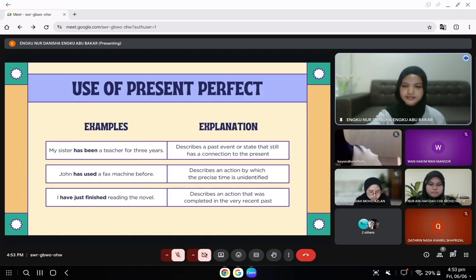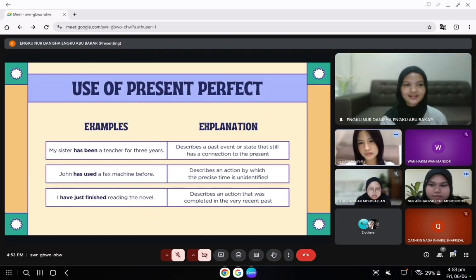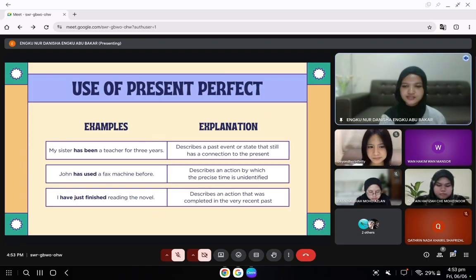So the sentences on the left are the examples. My sister has been a teacher for 3 years. So does that mean she is still a teacher? Yes, she is still. Okay. So John has used a fax machine before. And lastly, I have just finished reading the novel.